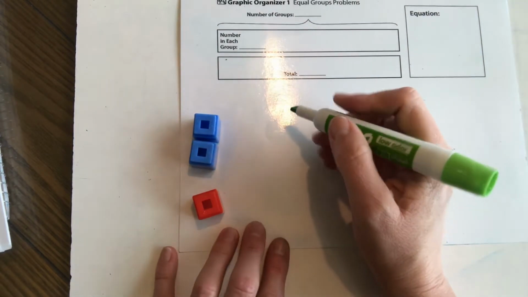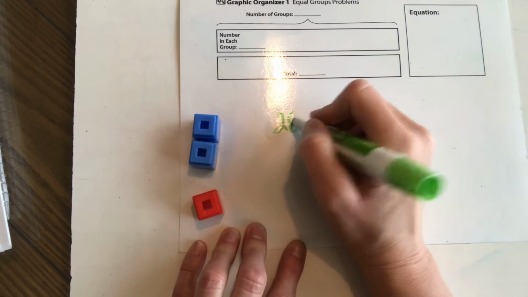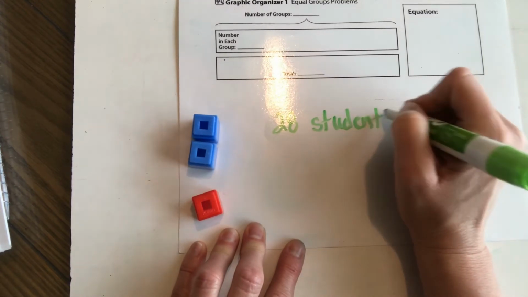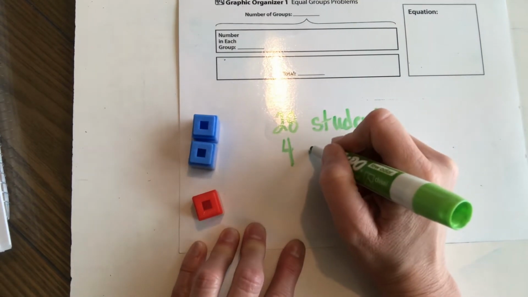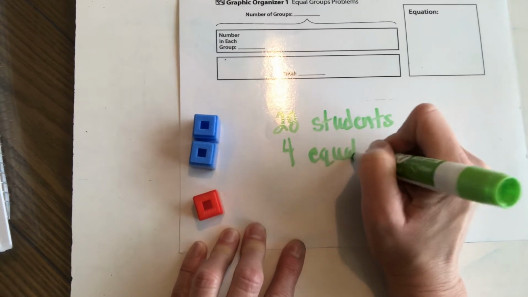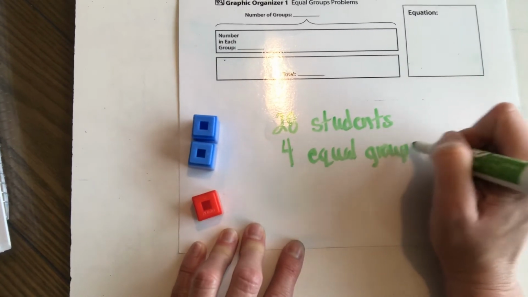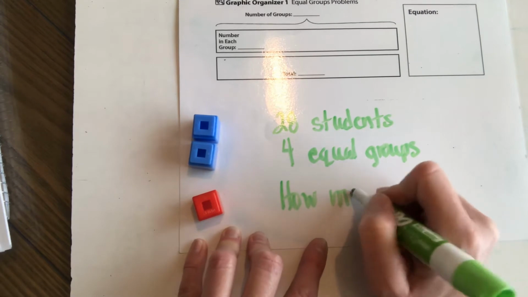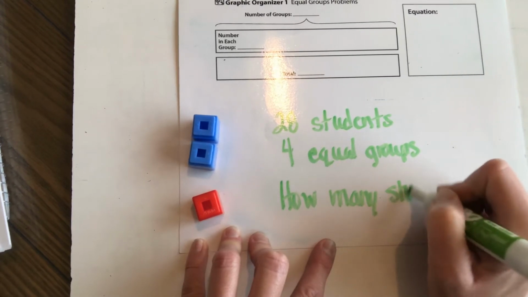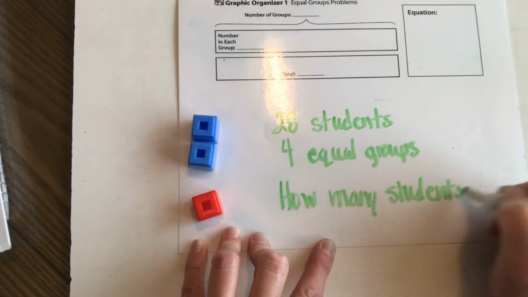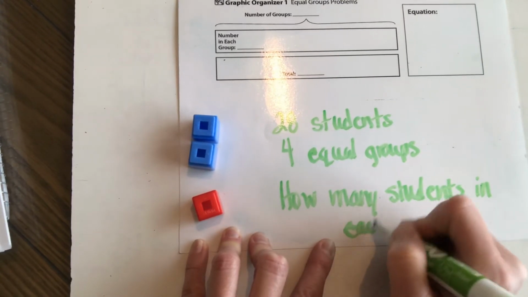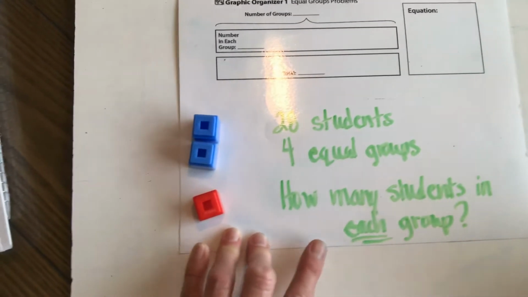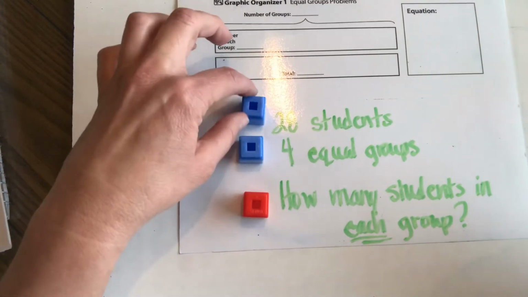All right, when they got back to class, Mr. Jansen had his 28 students split up into 4 equal groups to complete some work. So there are 28 students, and they split up into 4 equal groups. And I want to know how many students were in each group. So how many students in each, oh, there's that word each again, in each group. Information, question.